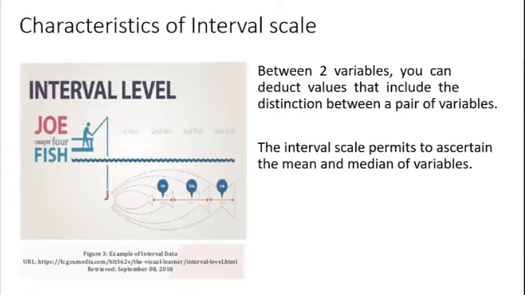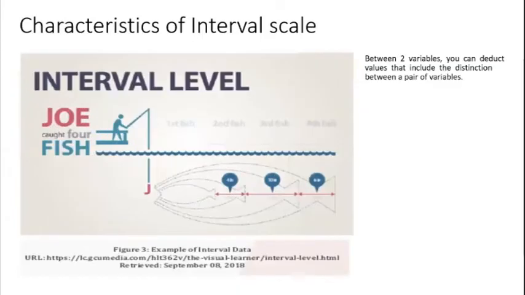Since it is quantitative in nature, we can now process the numbers that we have in our research. Unlike in the previous two, we are just using these numbers for references or for labels and identification. Here we can then do the median and the mean. So what is meant by between two variables? You can deduct or subtract values.